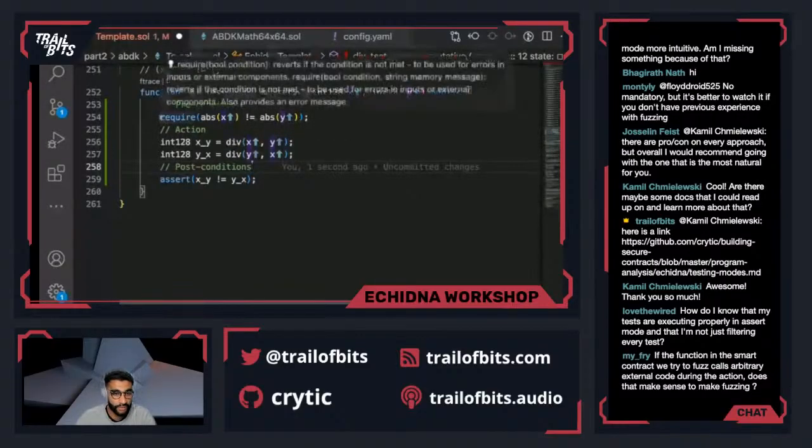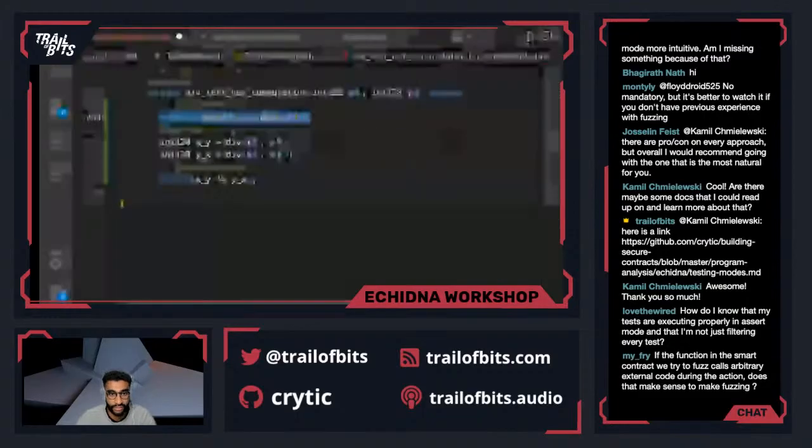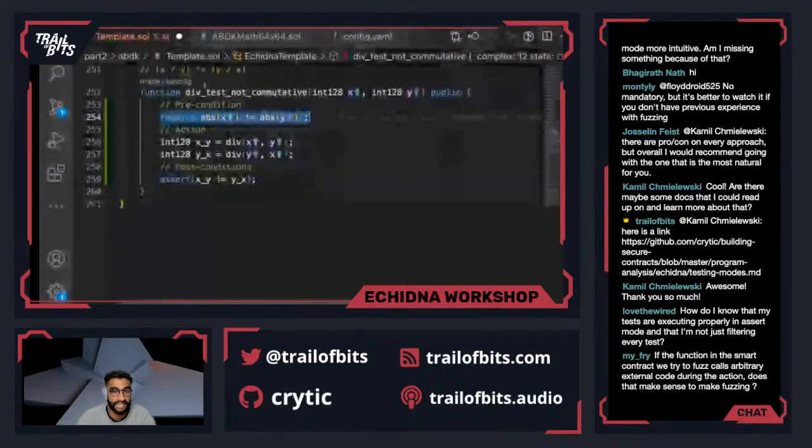But the issue is whenever this require statement fails, the transaction that Echidna sends to diff test not commutative reverts. And what that means is Echidna wasted computation because it was not able to solve this precondition. It was not able to provide me values that satisfy this precondition. So it basically wasted computation, and the computation didn't do anything. It didn't even test the action or the post conditions.